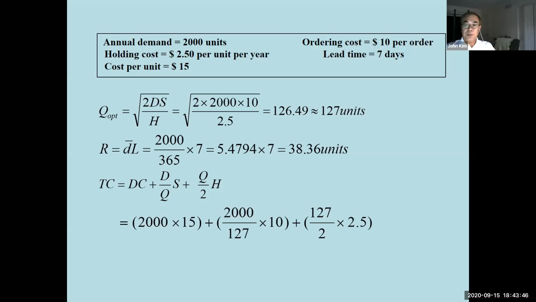But here, the order quantity is rounded up. If I use this for order quantity, then the annual total cost is 30,316.23.